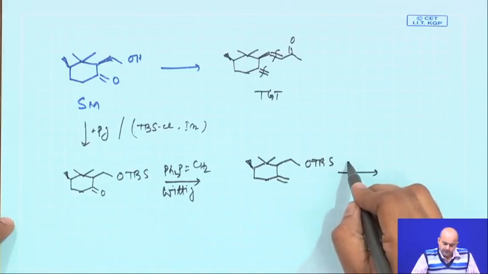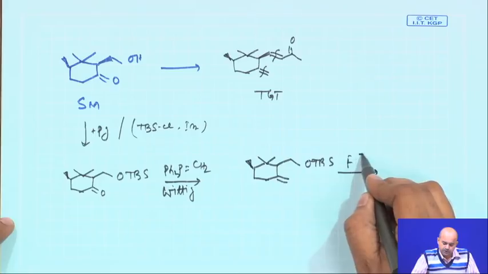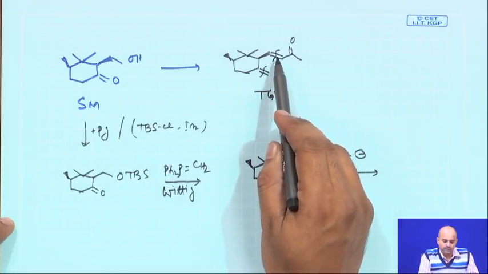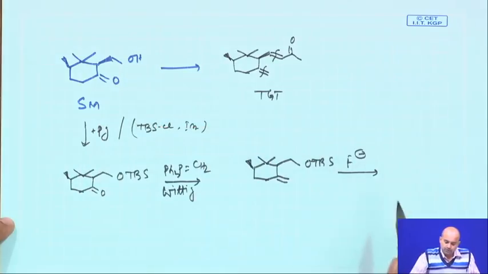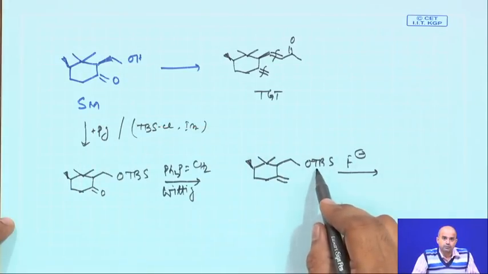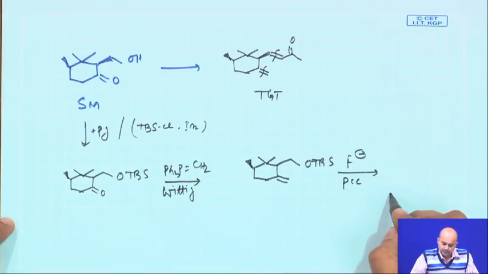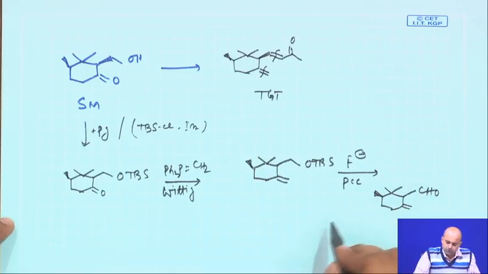Next, basically you need to do the deprotection of the silyl group, because you need to do another carbon-carbon bond forming reaction at this particular carbon. So, F minus will remove this TBS, then you do an oxidation by PCC, then basically you will end up with this compound, CHO. Now, everything is almost set.